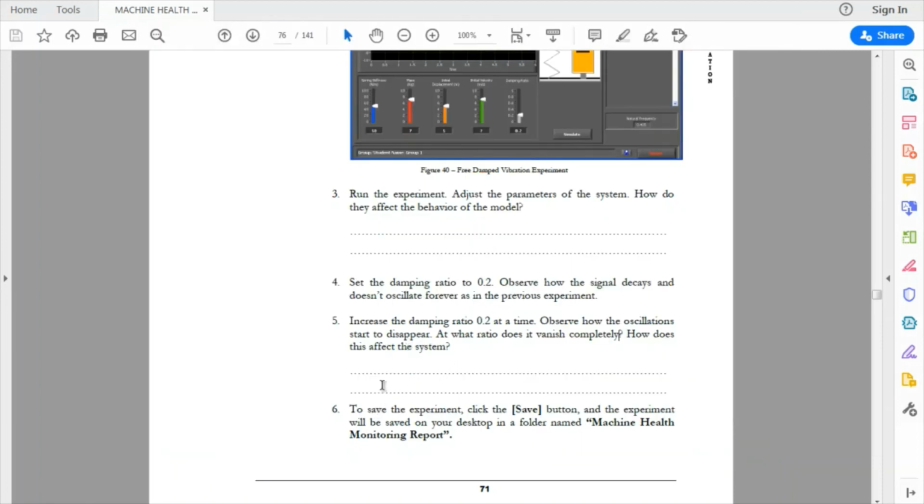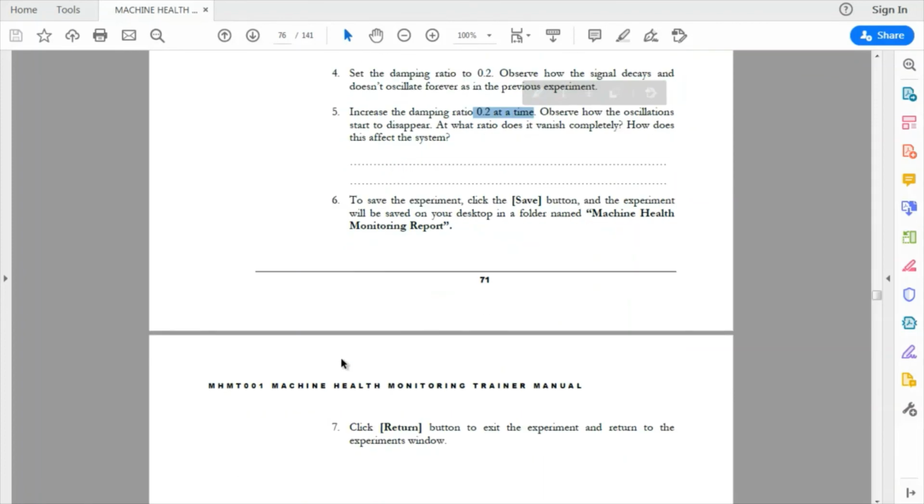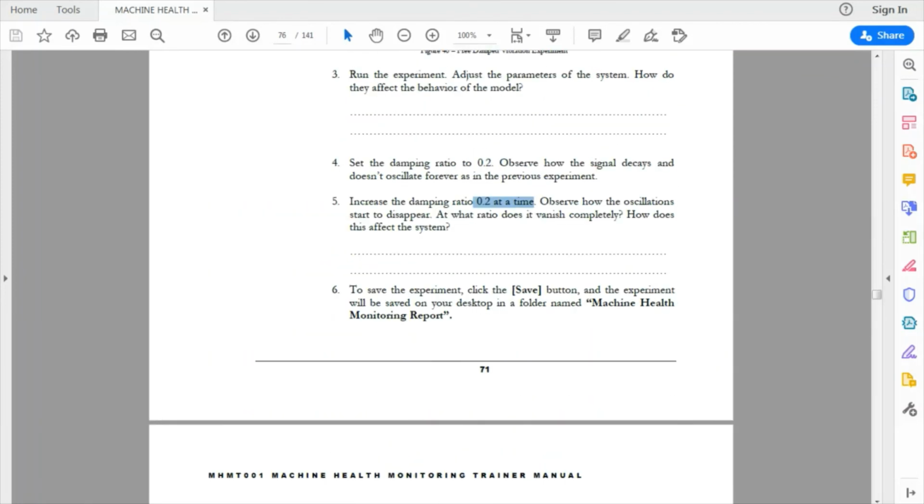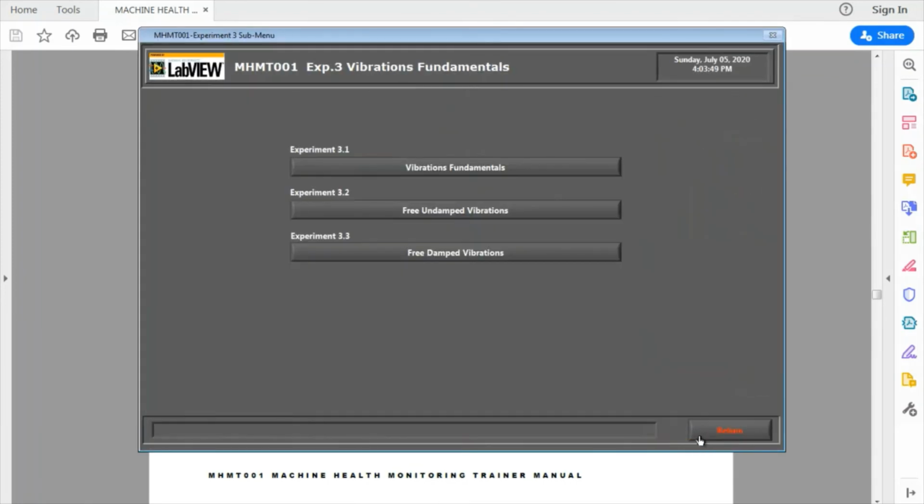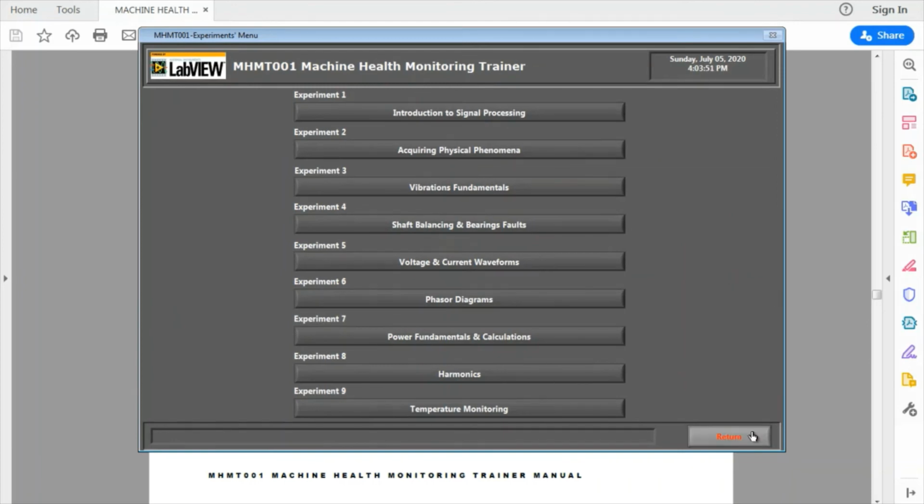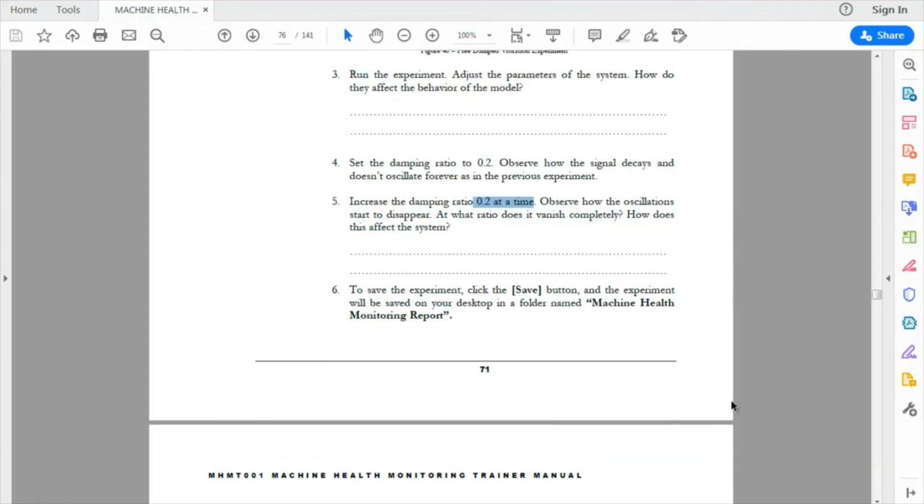So this is the end of this section. Basically, we studied the effect of the damping element zeta, and we experienced the case of low value of zeta or higher value of zeta. So we are done now with our experiment, and we can return and close the software. And thank you very much.